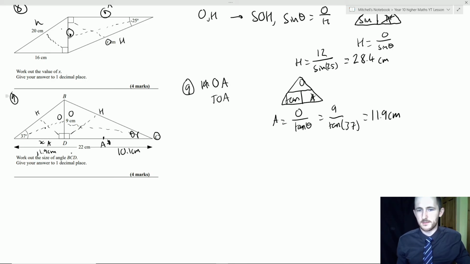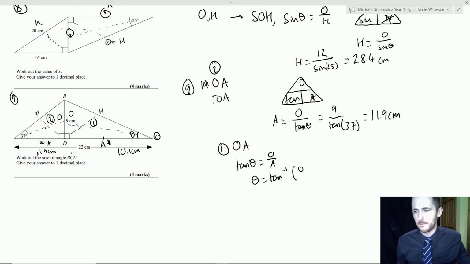So now, if we call this triangle 2, this triangle 1, I have the opposite and the adjacent, and I want the angle. So I'm going to be doing tan theta equals opposite over adjacent, so we're going to be taking the tan inverse. Opposite is 9, the adjacent is 10.1, so the angle is 41.7 degrees.